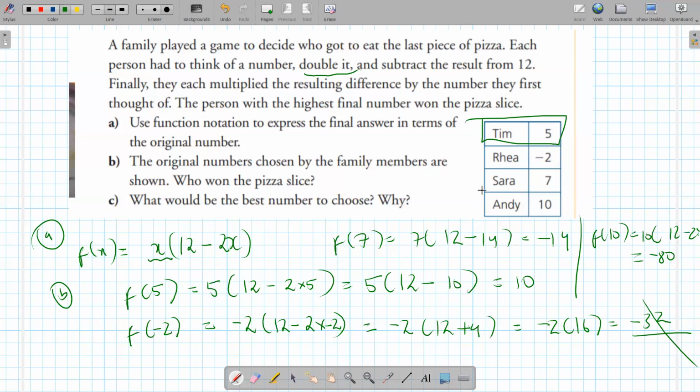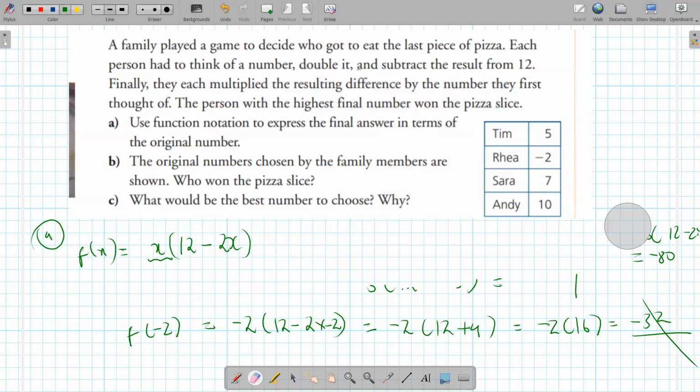Now this one's a tricky question. What would be the best number to choose and why? Out of the 3 or the 4? No, like any, out of any. Doesn't necessarily have to be out of these. Out of these, it's 5, but what if you had to go against it? What would be the best number to choose in this game?